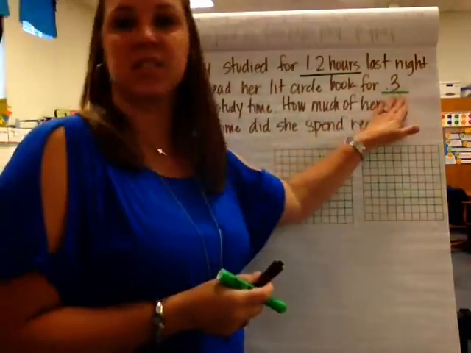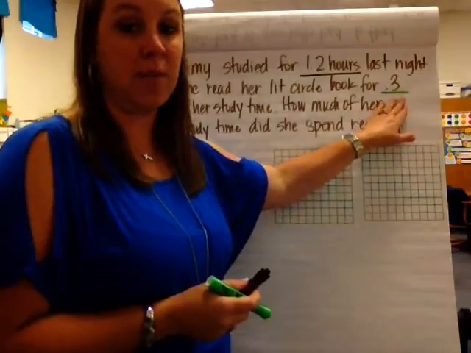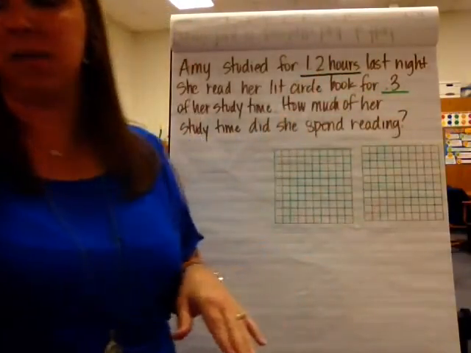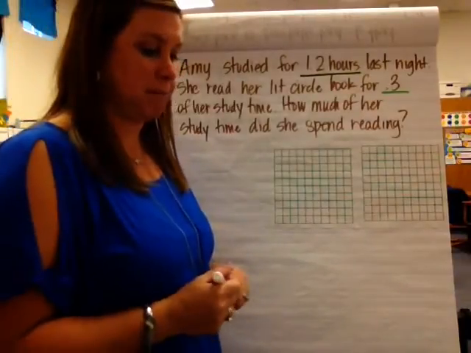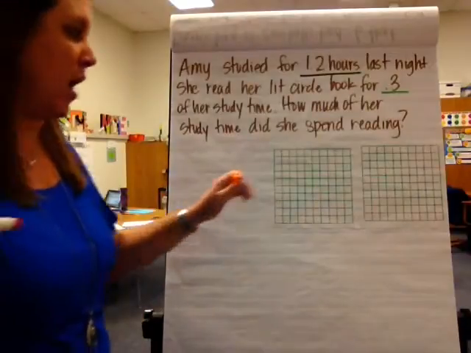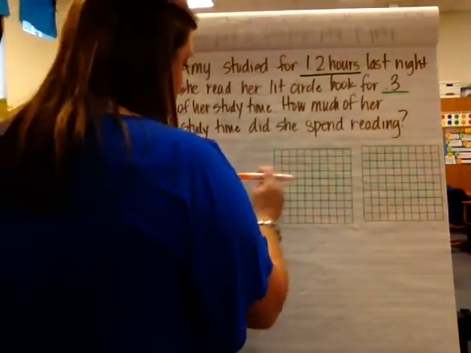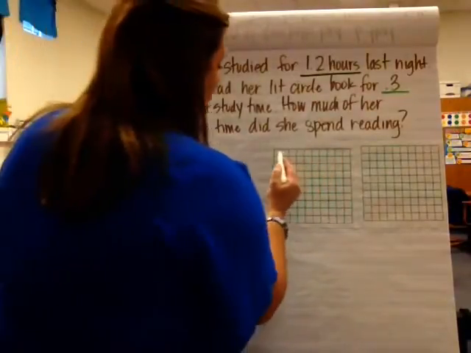I can't say 3/10 of her night. No, she did not read 3/10 of her night. How much did she study? She studied for 1 2/10. So the question is, how on earth am I going to show 1 2/10? Ask yourself, how would I show 1 2/10? Exactly what you think. You're going to color. I should probably do it yellow just because it's easier for me. Yep. 1 whole.